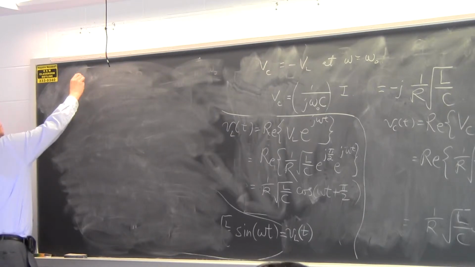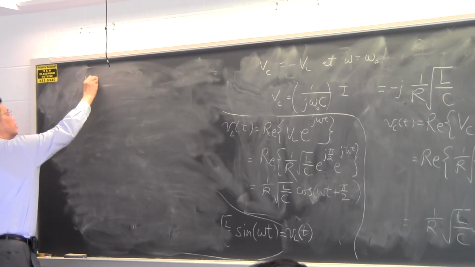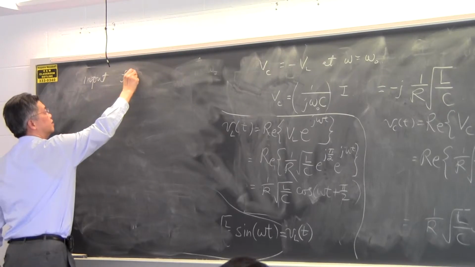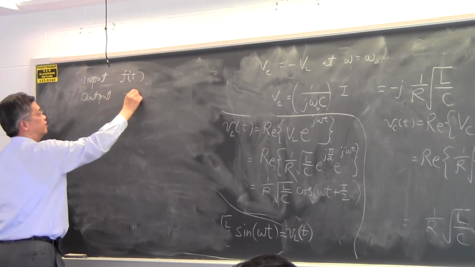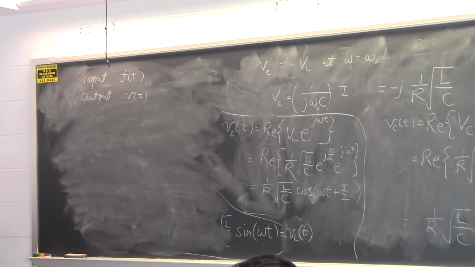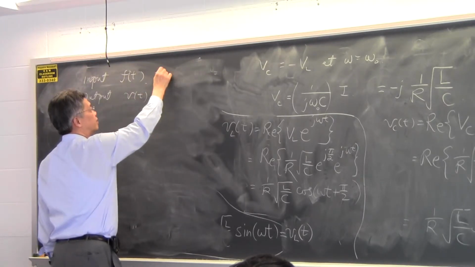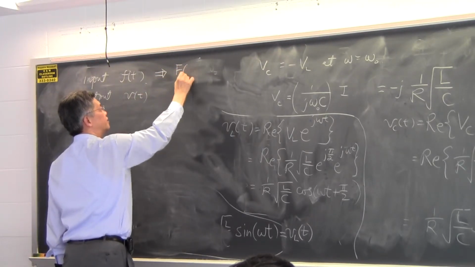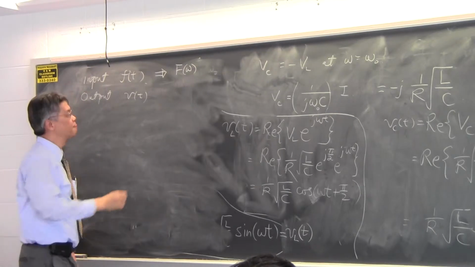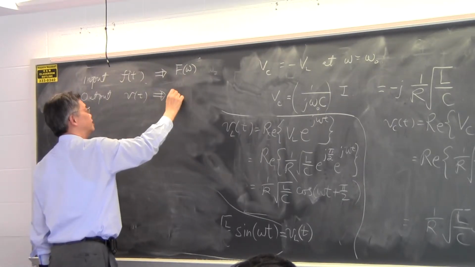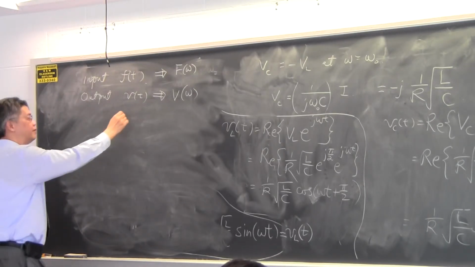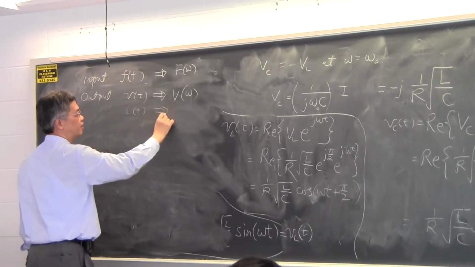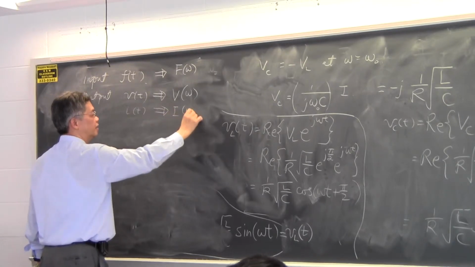If we have an input signal, f of t, we have an output. Sometimes we call it v of t or i of t. It depends on what kind of circuit we are solving. In the phasor world, or in the frequency domain, we often just call the input F of omega, and the output V of omega. If the output is a current, usually we just call it I of omega.